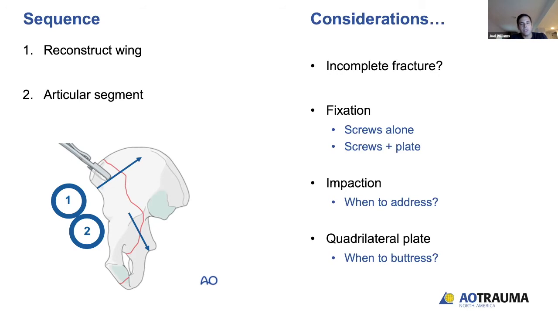When we get a reduction and we start thinking about fixation, are screws alone appropriate? Or if you're going to use a plate, what's its function going to be? Neutralization or buttress. Areas of impaction, of course, for all articular injuries are important to address, but with these fractures in particular, when to address them.